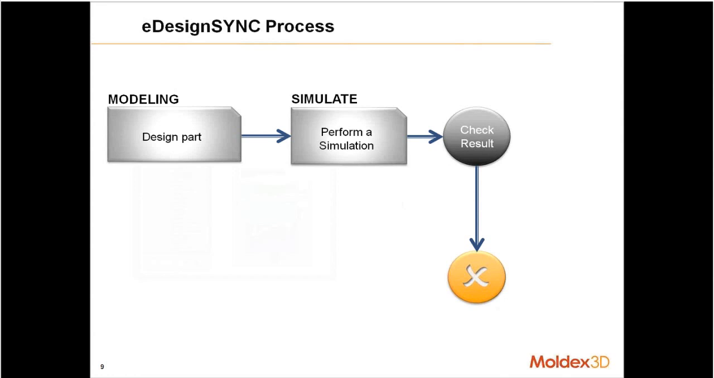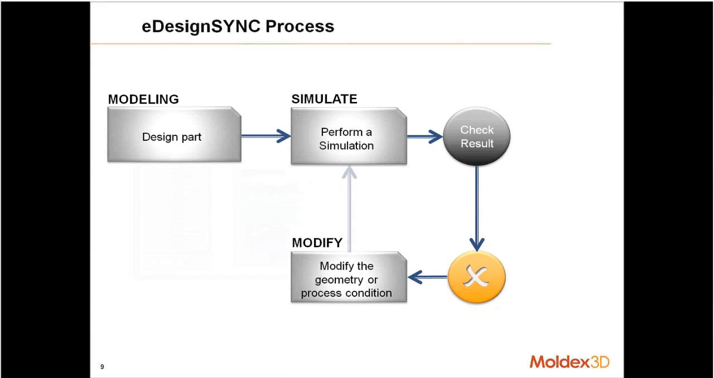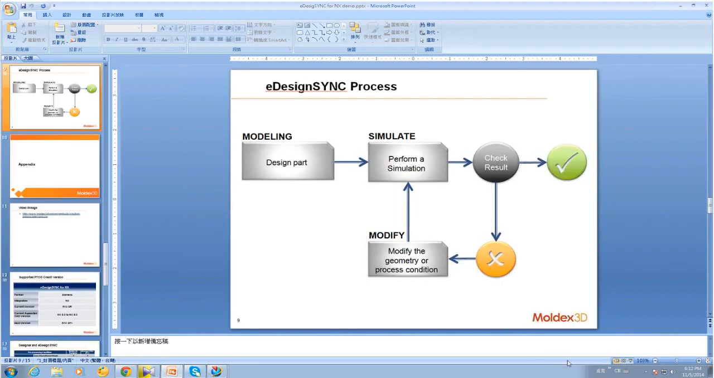Examine the analysis result. If there are some defects in this model, the user can modify the geometry or process condition to improve the quality of products. Next, analyze the revised model and check the analysis result again and again. Repeat the process until the product has fully developed. Then I will demo the basic functions and the design tools with a simple case.